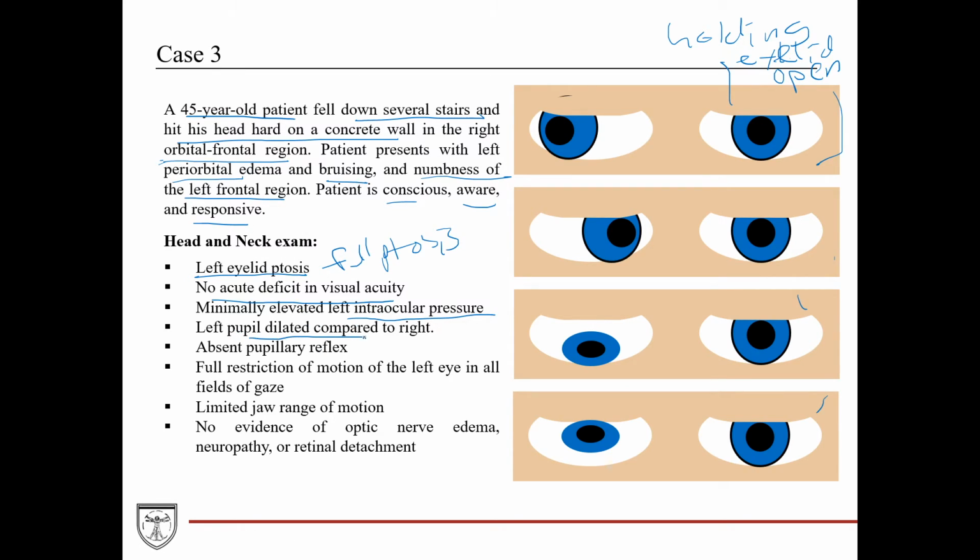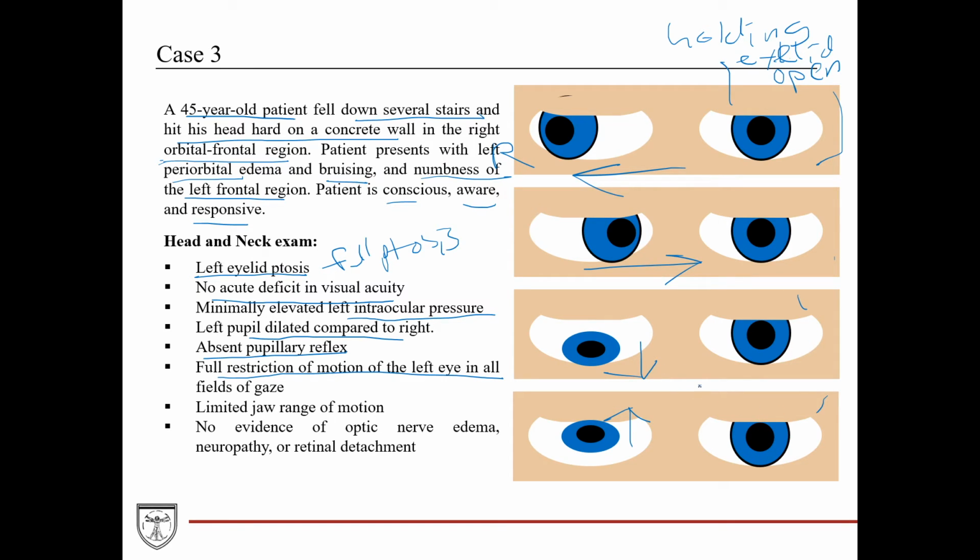Left pupil is dilated compared to the right. You can see that here. Here's the pupil dilated like this. He has an absent pupillary reflex, and then he has full restriction of motion of the left eye in all fields of gaze. So this is what this diagram is showing you. You ask the patient to look to the right, and as you can see, his eye stays still. Then you ask them to look this way, his eye still stays still. You ask them to look down, his eye stays still. And then you ask him to look up, and his left eye stays still.